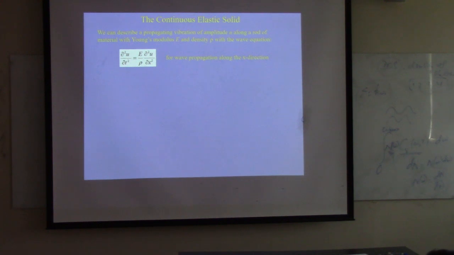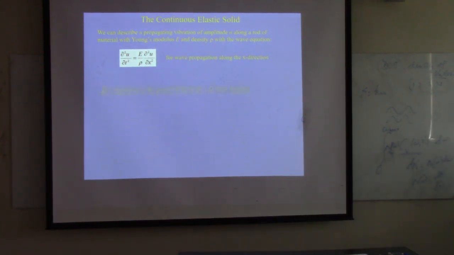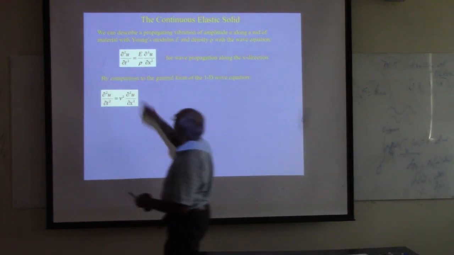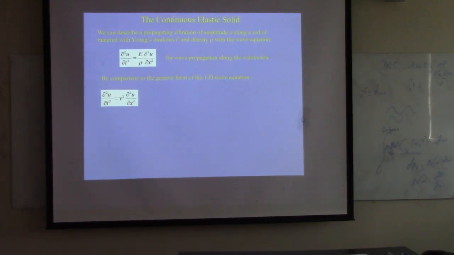This is first order, this is second order, right? If they both are second order, that's a wave equation. So that means I can write the wave equation like this, where your V is the square root of E over rho, right? If you compare these two, the elastic wave velocity is simply the square root of E over rho. This is an important expression.